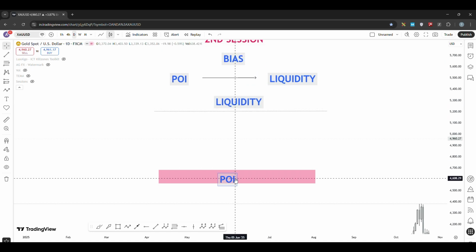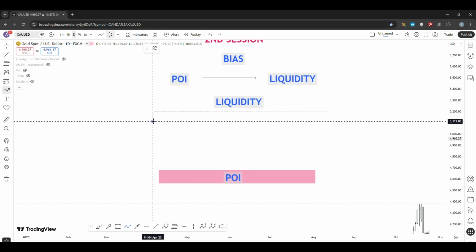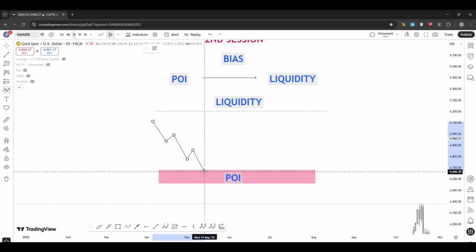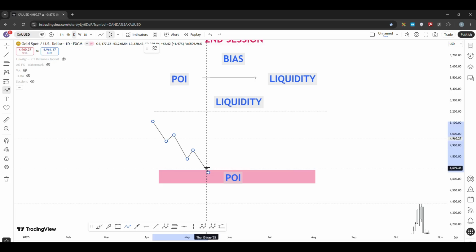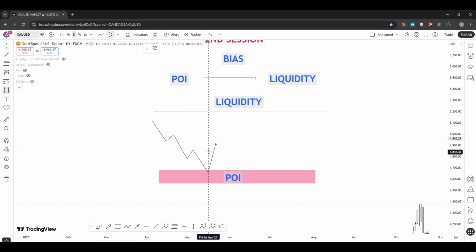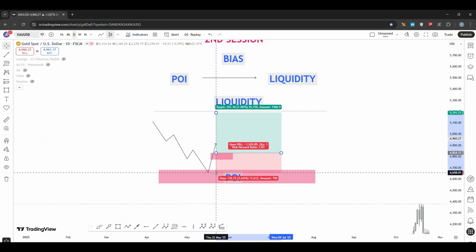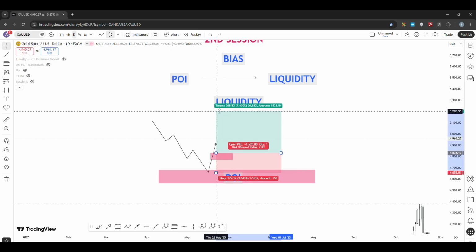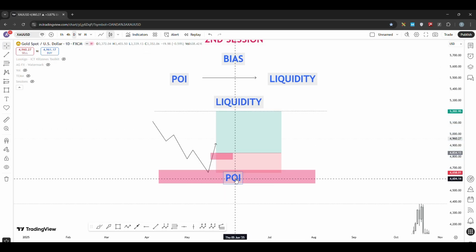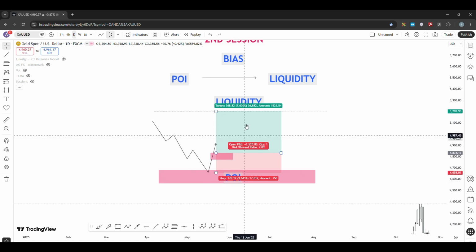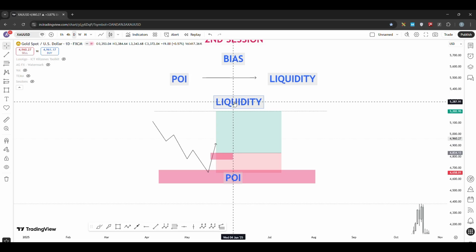In that case, what you have to do is wait for market to come to your POI. Once market taps your POI, you go to a lower time frame. You use time frame alignment to look for market structure shift along with displacement, right? A fair value gap. So whenever you see that, you take your entry from the fair value gap, stop loss below the structural low, and target the liquidity of the same time frame in which you are watching the POI. If it's a 4-hour POI, your liquidity will also be a 4-hour liquidity.